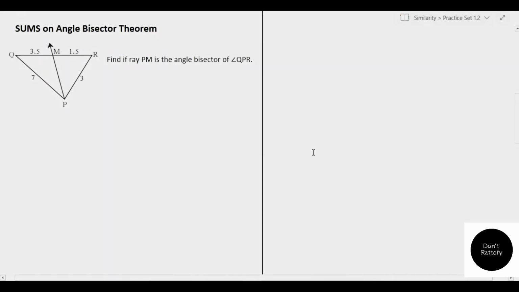These are some of the sums we are going to solve from practice set 1.2 from your textbook. In this question, you already have all the sides of the triangle given. The question is, find if ray PM is the angle bisector of angle QPR. We have to find if angle QPR is bisected by ray PM. This is not the direct part, this is the converse part. So I have to use converse of angle bisector property.